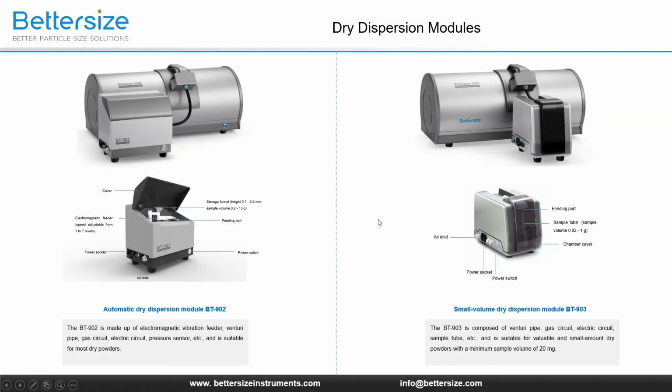Dry dispersion modules of the Betasizer 2600 include BT902 and BT903. BT902 automatic dry dispersion module is suitable for nearly all particle size measurements of dry powders. The gas used can be compressed air, nitrogen, or other noble gases. BT903 small volume dry dispersion module is designed for particle size measurements of valuable and small amounts of dry powders, with a minimum sample volume of 20 mg.